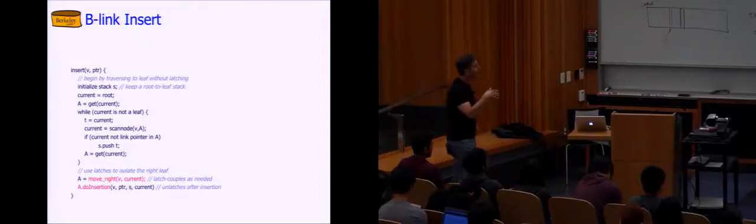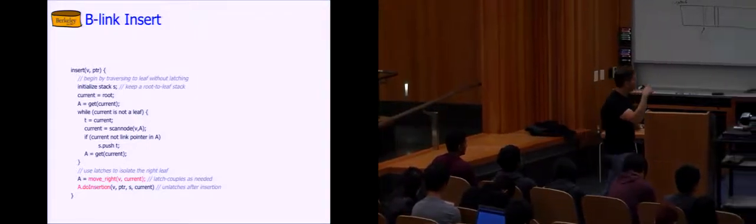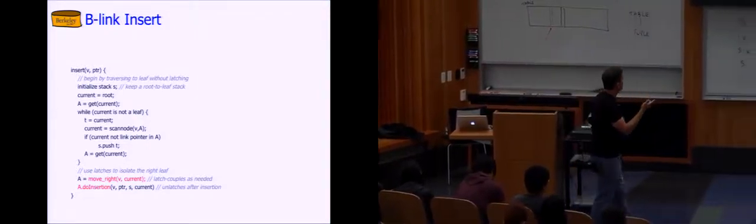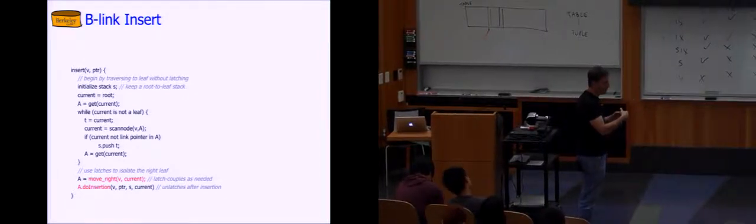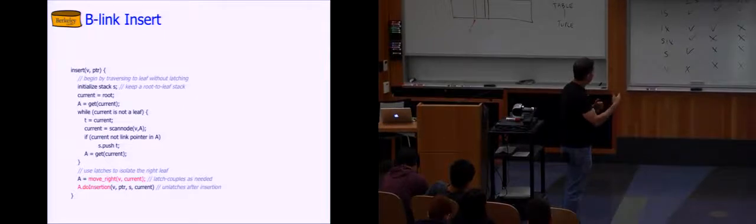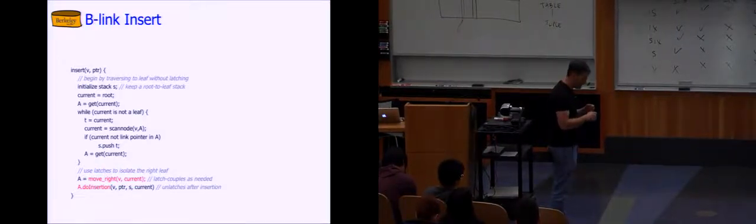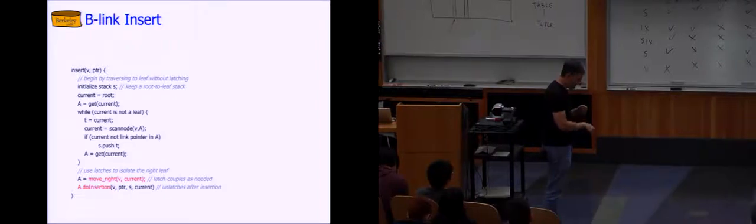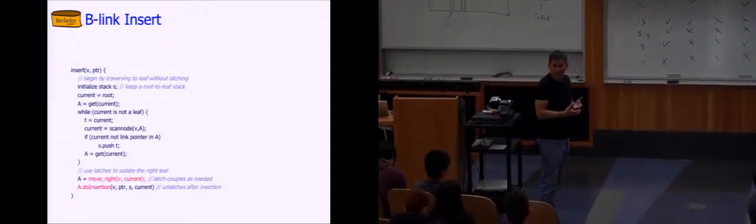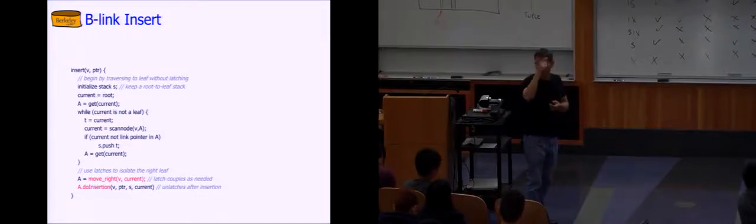Current equals root, copy it into memory so you can look at its pointers. While it's not a leaf, recurse through this little while loop. T equals current. Current equals scan node. That tells you whether to go down or right. If current is not the link pointer in A, then push T onto the stack S. So basically, you ask scan node where to go next, and if it says down, then this node is going to be on the stack. The stack is going to give you a root to leaf path with no right pointers to the appropriate leaf.